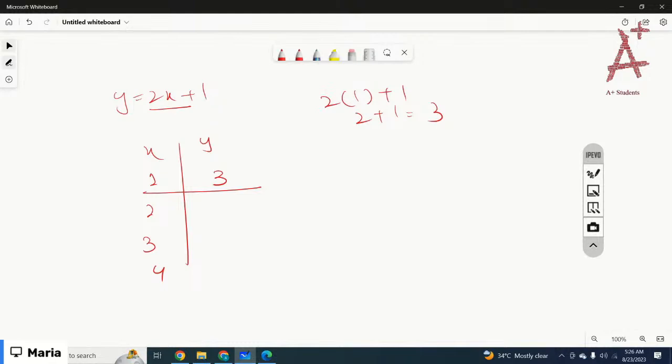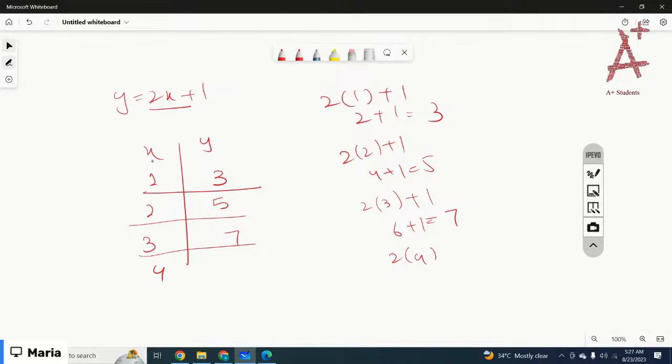So now when x is 2, replace the x by 2. It would be 2 times 2 plus 1. That is 4 plus 1 equals 5. Then you have to do 2 times 3 plus 1. 2 times 3 is 6. 6 plus 1, 7. So here you have 7. So 2 times 4 plus 1. 2 times 4 is 8 and 8 plus 1 is 9. So here you have 9. Right?